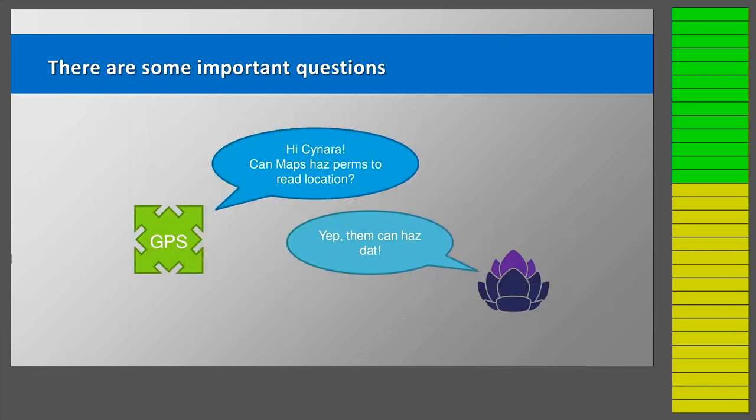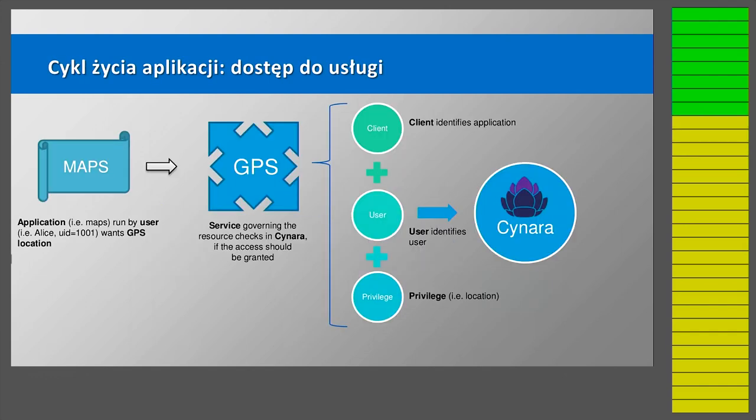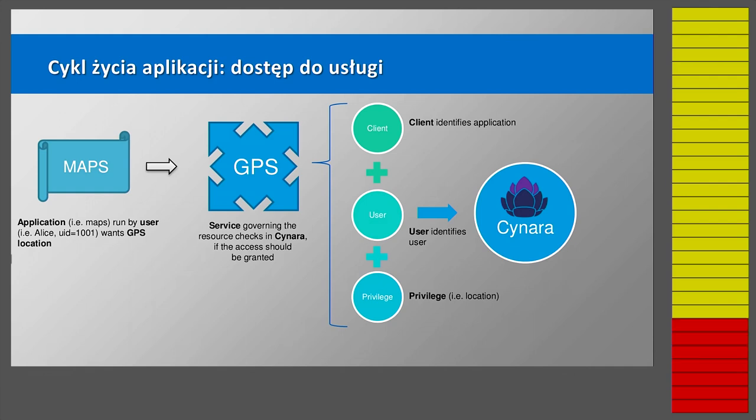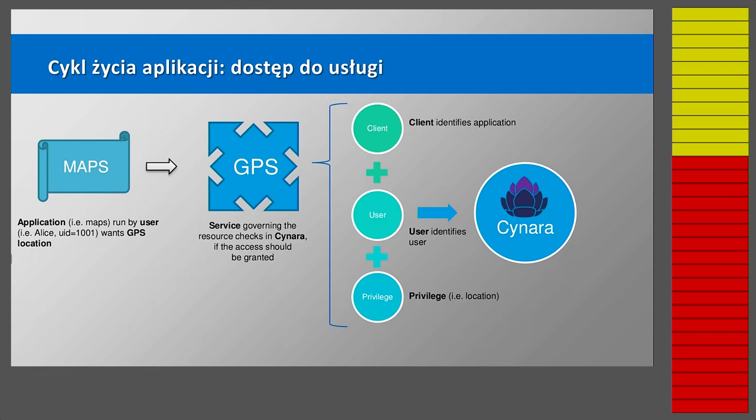There are these questions in the systems, as I said before. So what really happens is that the service, in this case, for example GPS, knows who came and wants to know something or alter something, and it sends the credentials of the application to Cynara. It queries Cynara, and Cynara knows the answer as it is a database and can return the answer to the service, so the service knows if the access should be granted or not.